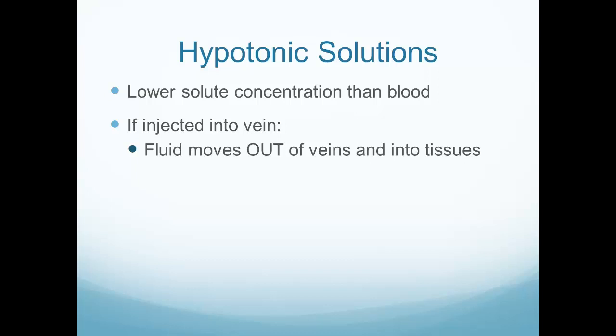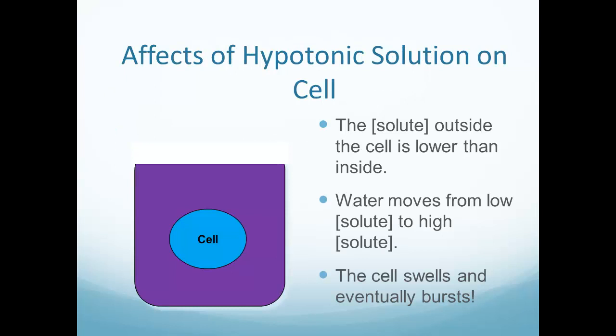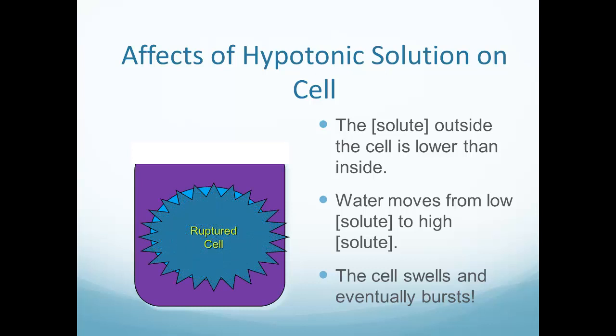Hypotonic solutions, on the other hand, are solutions that have a lower solute concentration than the blood, and if we inject it into the vein, fluid is going to move out of the vein and into the tissue. The other thing that can happen when we inject a hypotonic solution is that it can move into those red blood cells, make the red blood cells swell, and possibly burst. So the effects of a hypotonic solution are the solute outside the cell is lower than the inside, water moves from low to high, the cell swells and eventually will burst. That's going to swell and swell and then burst.